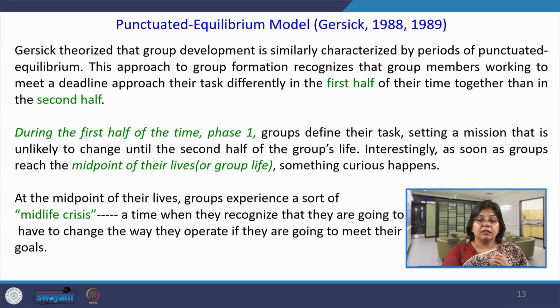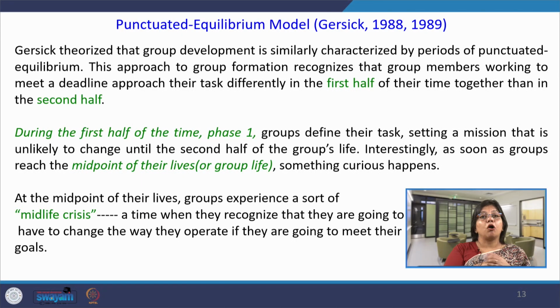Alright. The next is the punctuated-equilibrium model. This was developed by Gersick in the year 1988 and revised in 1989, and Gersick theorized that group development is similarly characterized by periods of punctuated equilibrium. That means, when the group becomes very functional right from the first stage, there comes a stage in the middle of group functioning when they realize their mistakes and tend to refurbish or review their plan and strategies and again emerge as a new group.